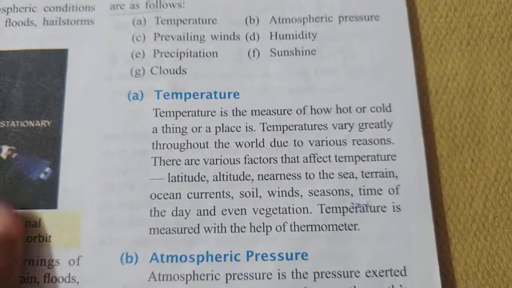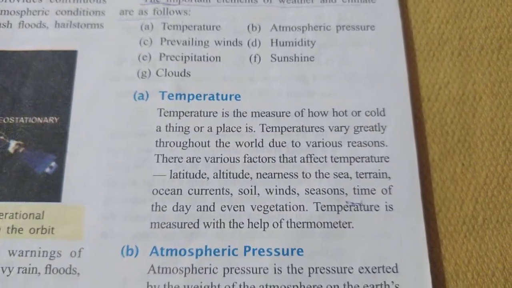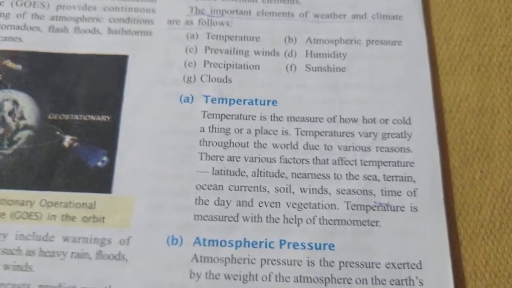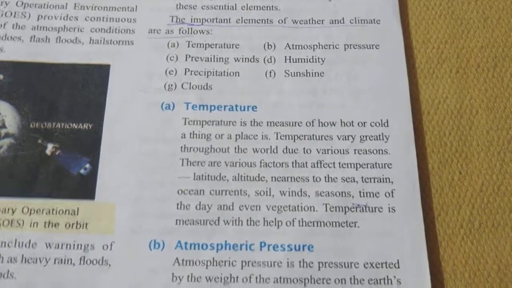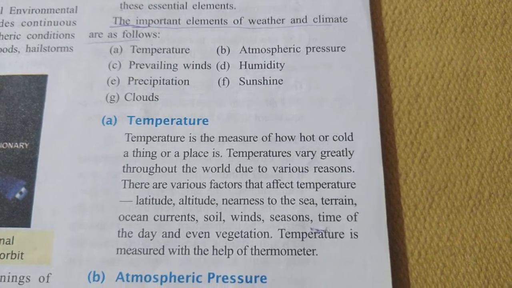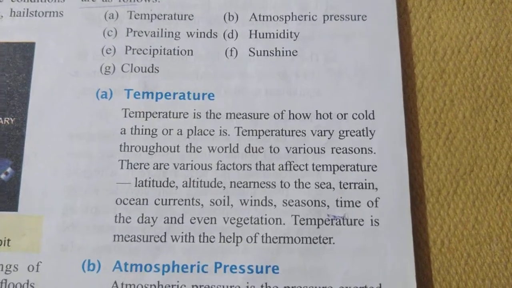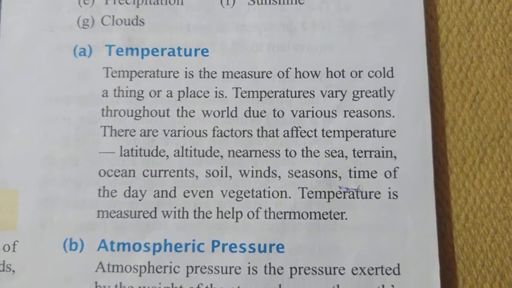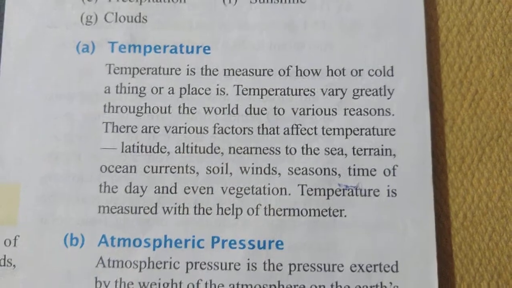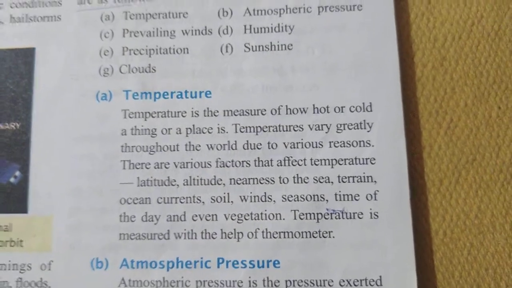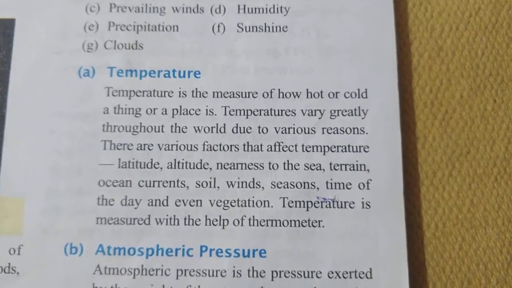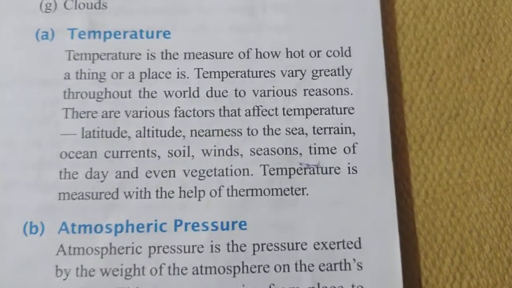Temperature. Temperature is the measure of how hot or cold a thing or place is. Temperature is the measurement of how hot or cold a body or place is. Temperatures vary greatly throughout the world due to various reasons. There are various factors that affect temperature: latitude, altitude, nearness to the sea, terrain, ocean currents, soil, winds, seasons, time of the day, and even vegetation. Temperature is measured with the help of a thermometer.